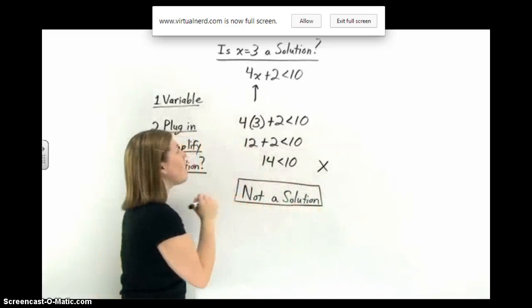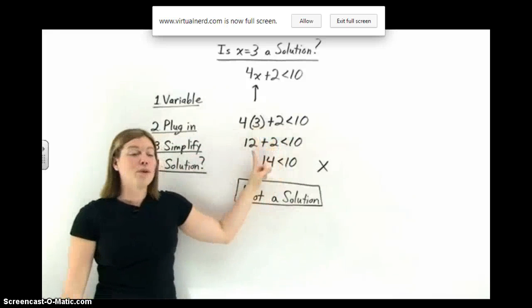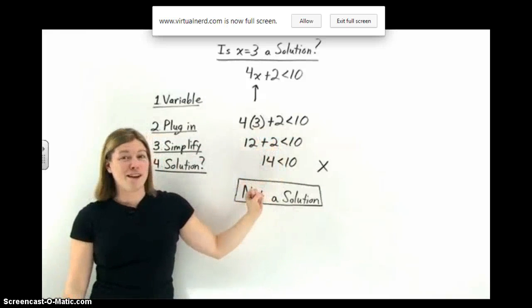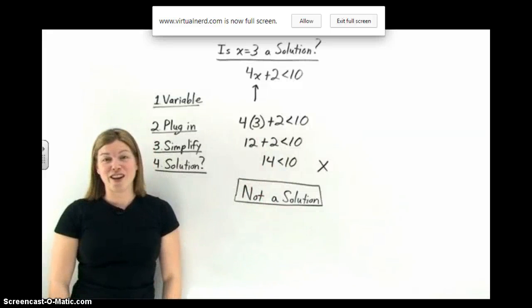Here, we took the value x equals 3 and plugged it into our inequality. Then we simplified and got a false statement. That means that x equals 3 is not a solution to this inequality.